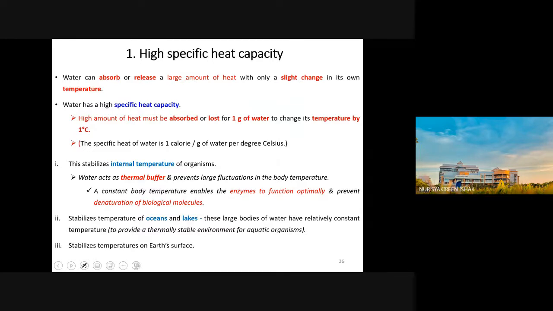First, we are going to look at the first property, which is high specific heat capacity. Water can absorb or release a large amount of heat with a slight change in its own temperature. For example, if you want to heat water, understand? To heat a kettle of water, it takes you quite a long time to heat the water.